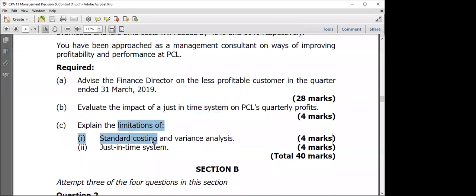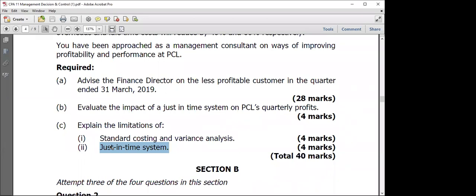Here they're asking you the limitations of standard costing and variance analysis. This is in the aspect of control. This is a full topic that we shall be looking at. We are also looking at the limitations of the just-in-time system. And by just-in-time, like I've said, you only order for stock as and when you need it and when a customer orders. Here, of course, one of the limitations with it is the aspect of the reliability of suppliers.